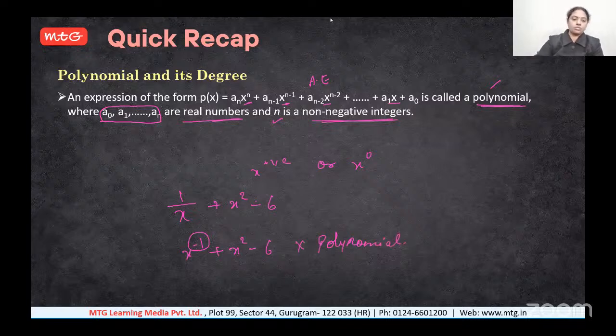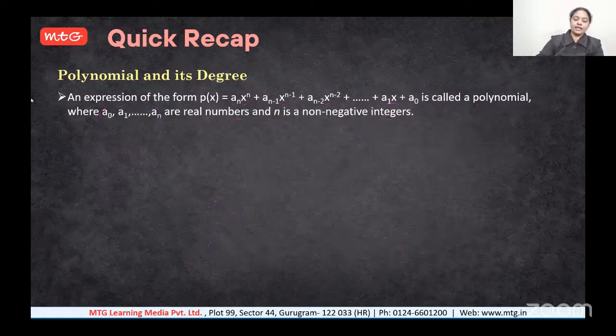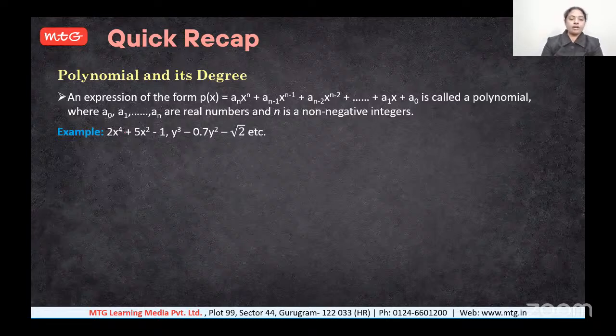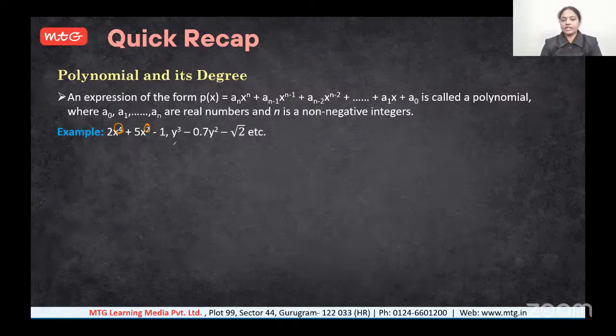Clear? So this is the basic meaning of what a polynomial is. Now here are some examples. Here you can see 2x^4 + 5x^2 - 1. If you observe carefully, x has powers 4 and 2, and here it is a constant, so it has no power for x. That is, you can consider it as x^0. All of these are positive or whole powers, so this is a polynomial.